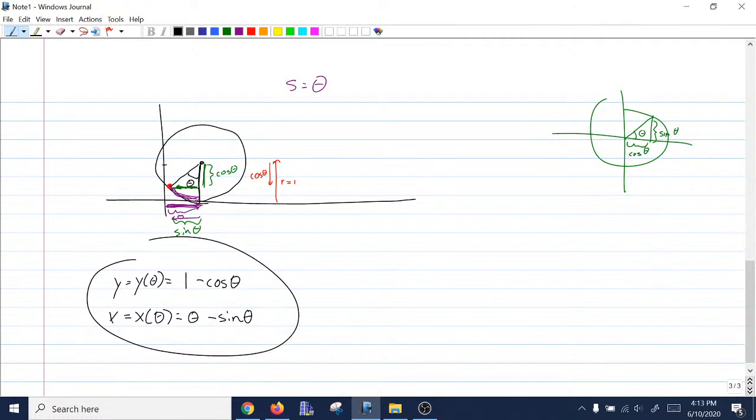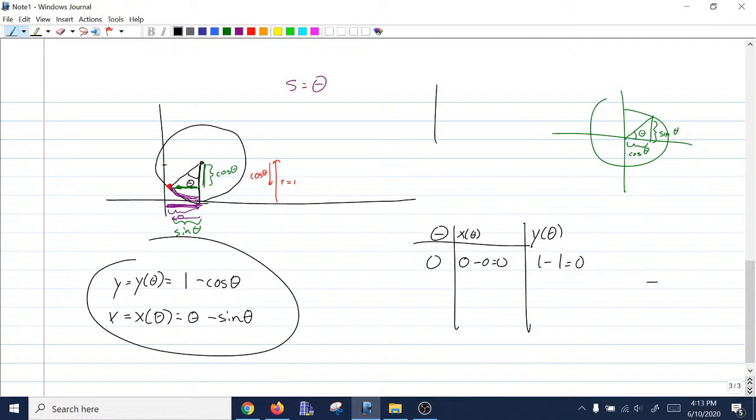If I wanted to try to imagine this, I could make a table of values. My values are going to have three things going on because I need to think about theta, x of theta, and y of theta. When theta is 0, I get 0 minus 0 equals 0 for my x value. I get y equals 1 minus 1 equals 0 for my y value. That's good. That lines up with what I said. We start at the origin.